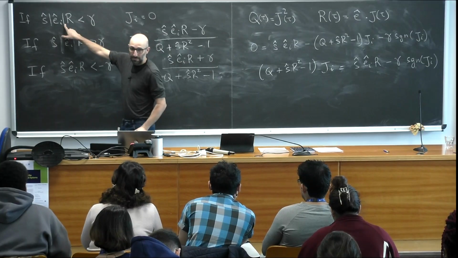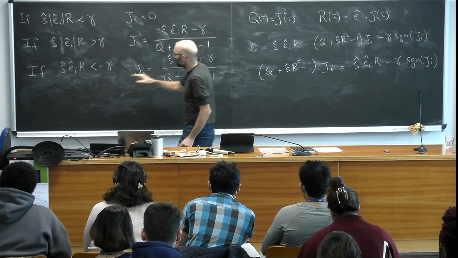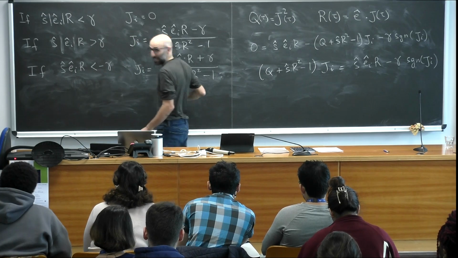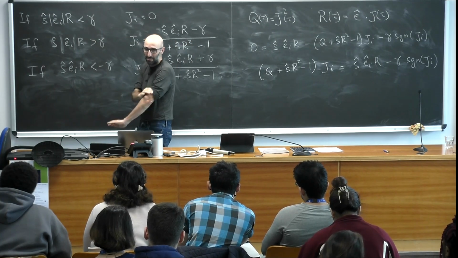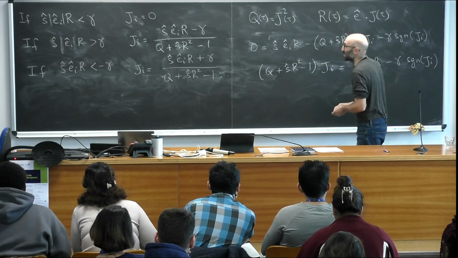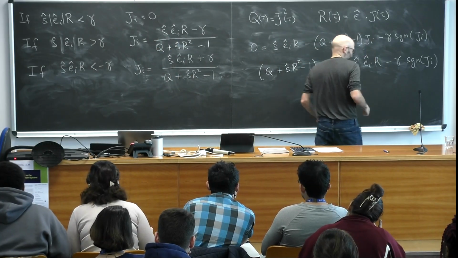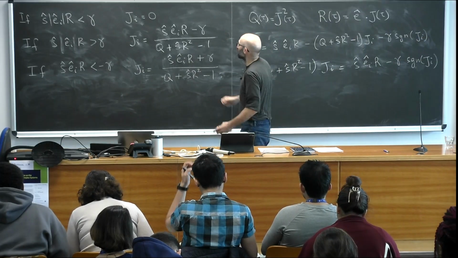Okay? So if this is bigger than gamma, you get a positive J. If this is smaller than minus gamma, you get a negative J. And in between, so between minus gamma and gamma, you get 0. Okay? Sorry for the confusion. So this is our fixed point.